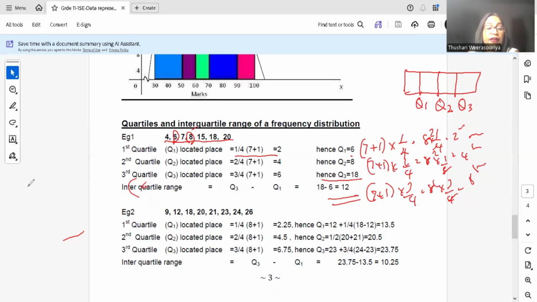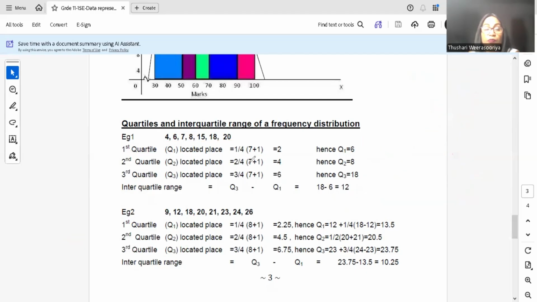Now, actually, without these formulas, you can get it manually also. Look at this. The midpoint of this is 8. That is Q2. Then consider these three numbers. The midpoint number is Q1. Likewise, the midpoint number is Q3. So you can get it manually, right?